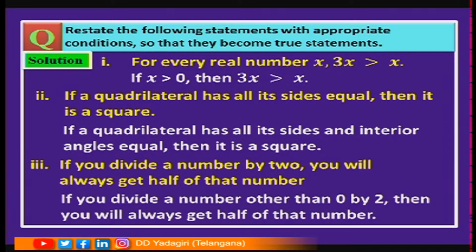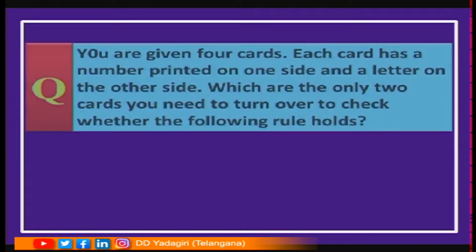So, the condition is if you divide a number other than 0 by 2, then you will always get half of that number. Let us move on to our next problem.